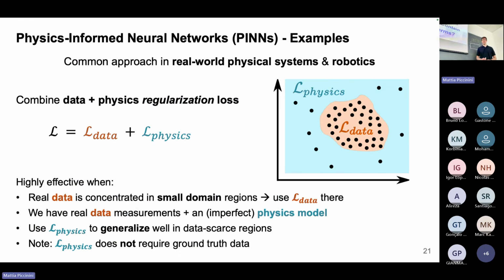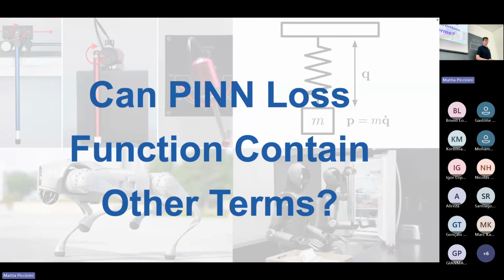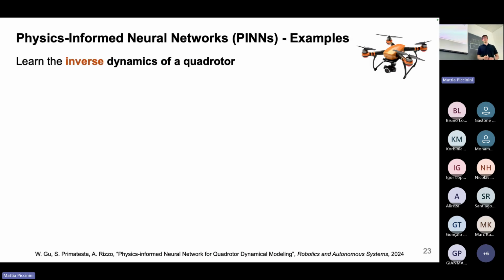And my next question is, can physics-informed loss functions have different terms? So we learned they can have differential equations in their loss function, but can we also have other terms? Yeah, what we said now. And the answer is yes. You can actually have other terms.